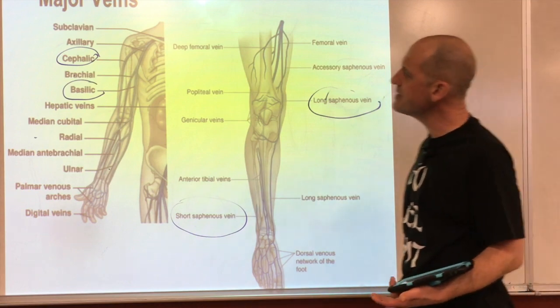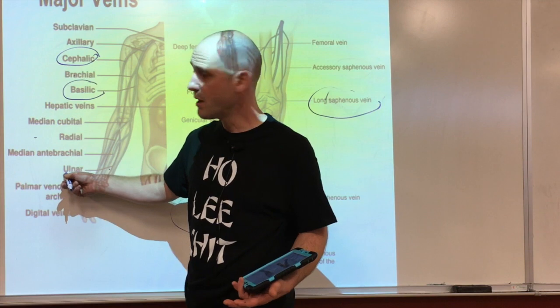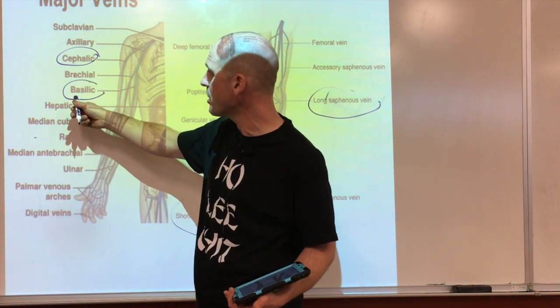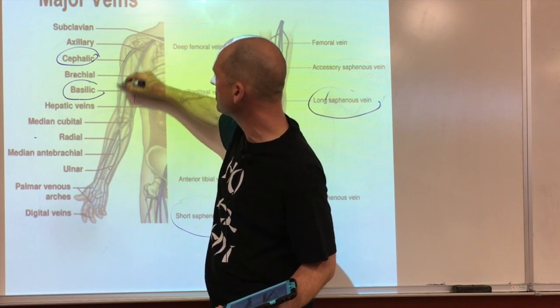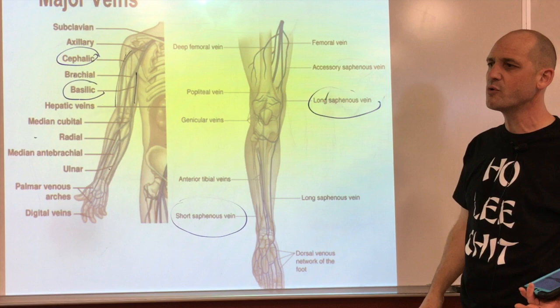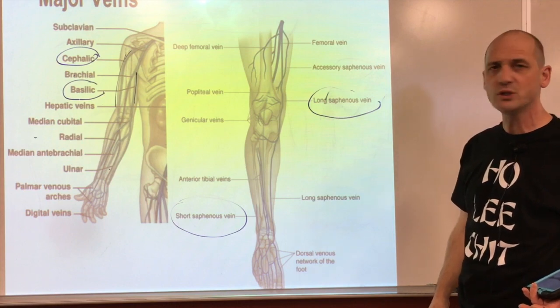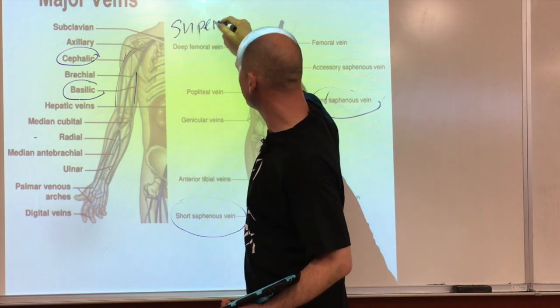So the deep veins are the ones that are named with the arteries. And the superficial veins in the arm, we've got one called the basilic on the medial side, and one called the cephalic on the lateral side. Those are specific to the upper extremities. These are superficial veins on the upper extremities.